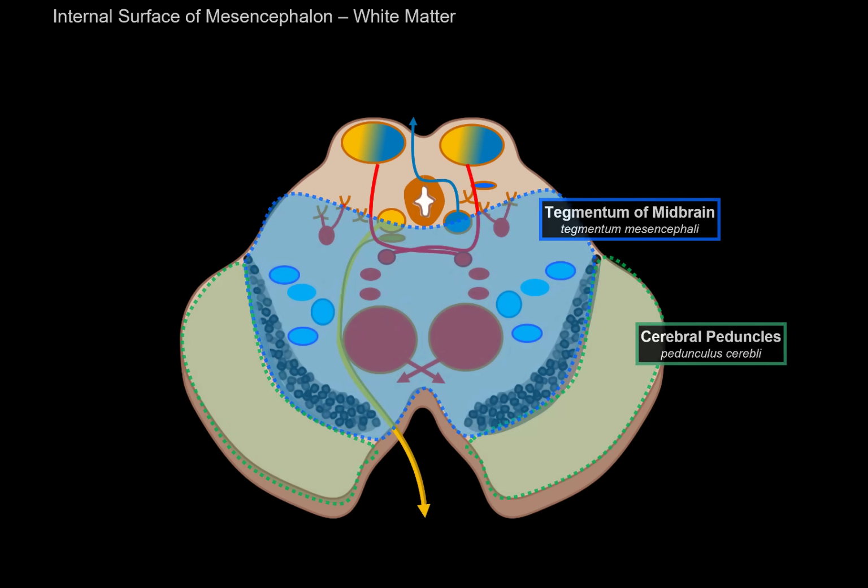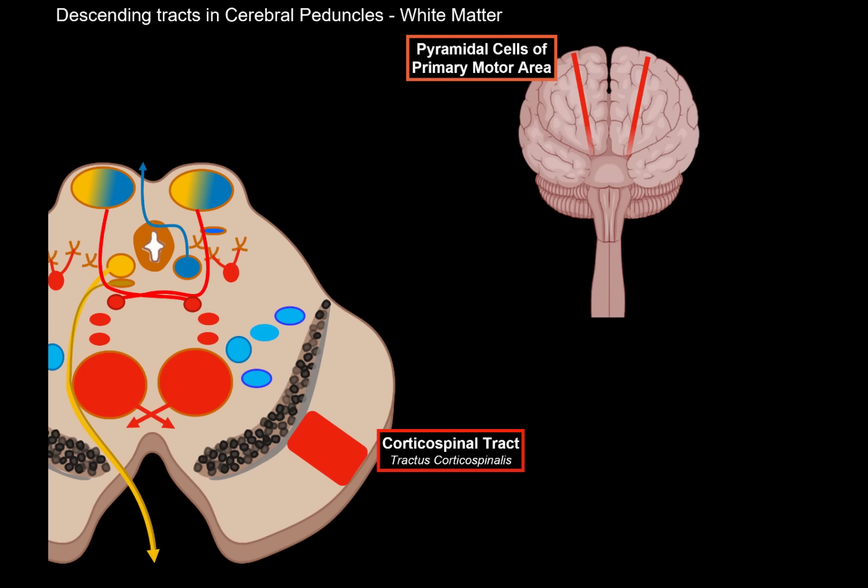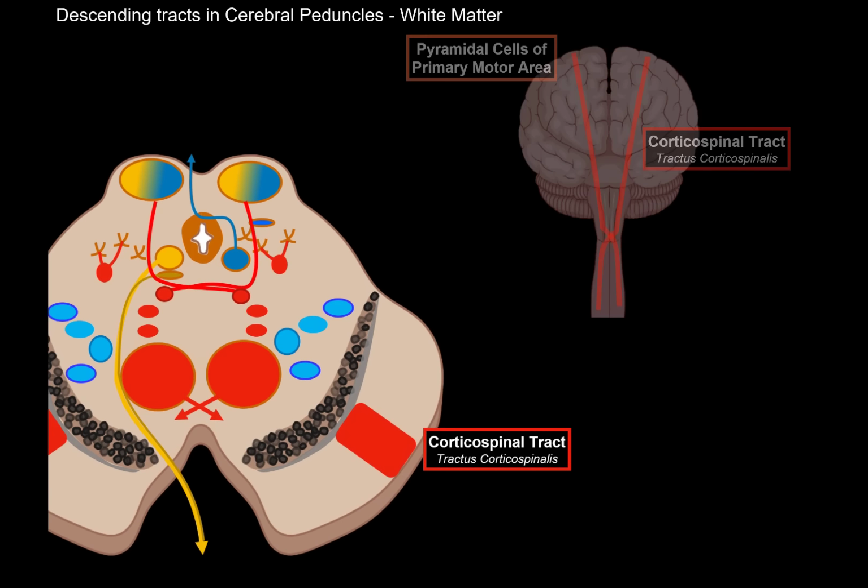These tracts are very easy to recognize as they all come from the cerebral cortex, hence the name cerebral peduncles. So the first descending tract is our famous corticospinal tract. The corticospinal tract originates from the pyramidal cells of the primary motor area, and since they come from the pyramidal cells, we call this a pyramidal motor tract, which descends down towards the spinal cord to innervate skeletal muscles.